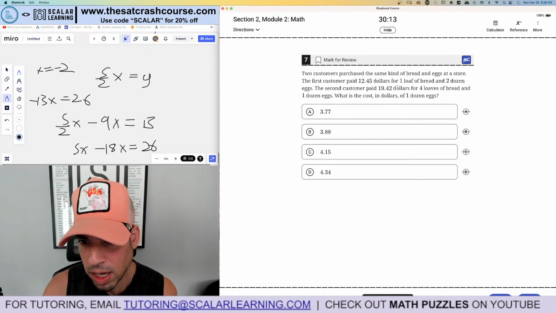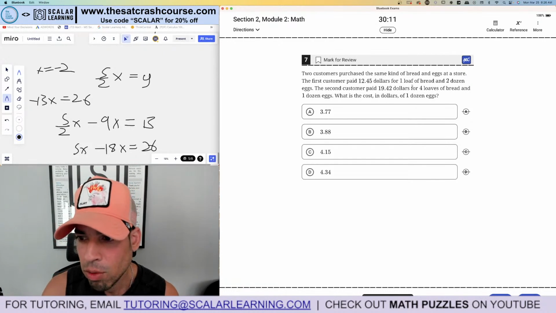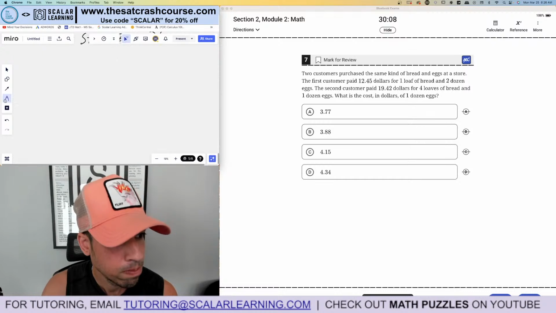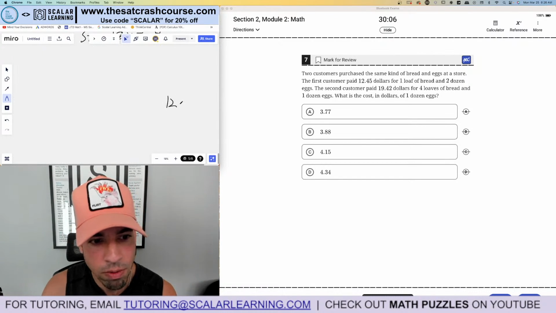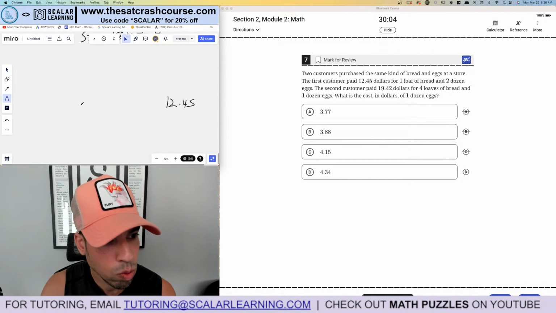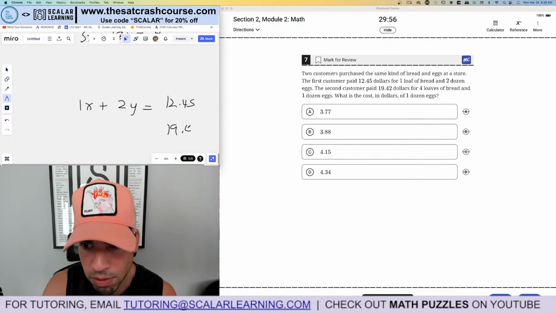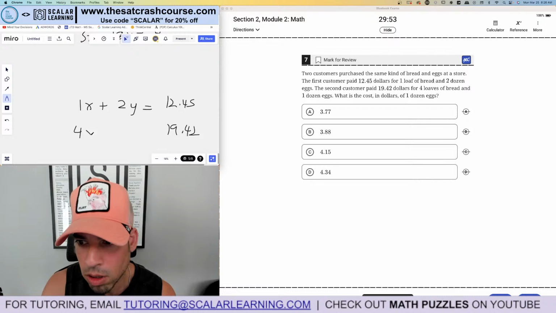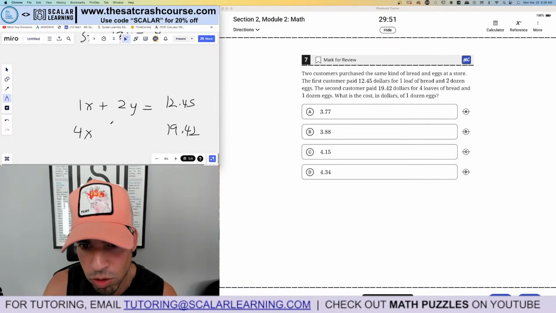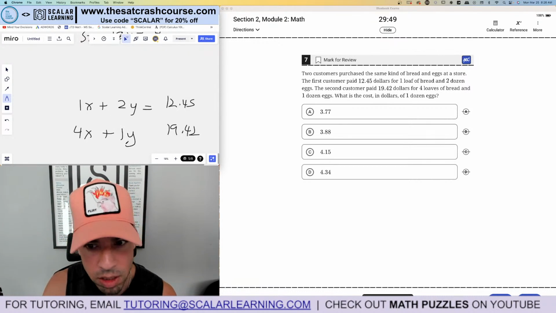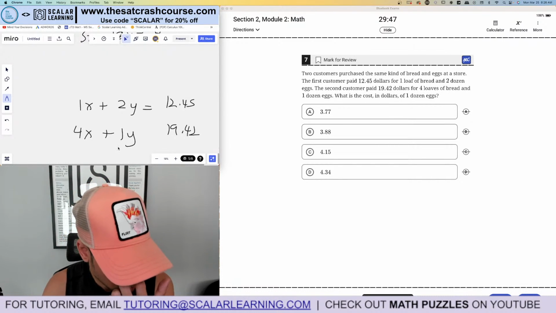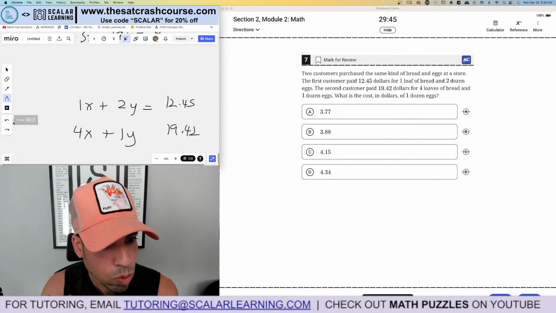The first customer paid $12.45 for, okay, hold on. There's a system of equations. The first customer paid $12.45 for 1 loaf of bread and 2 dozen eggs. The second customer paid $19.42 for 4 loaves of bread and 1 dozen eggs. Obviously, x is the price of loaves of bread, and y is the price of 1 dozen eggs. What's the cost in dollars of 1 dozen? So we're trying to solve for y. That's the 1 dozen eggs.